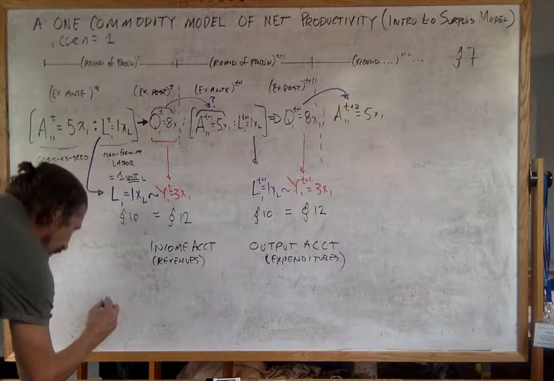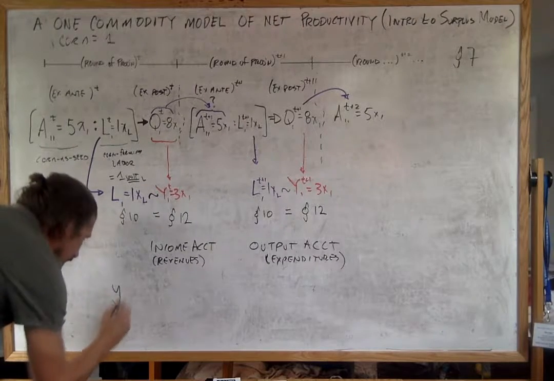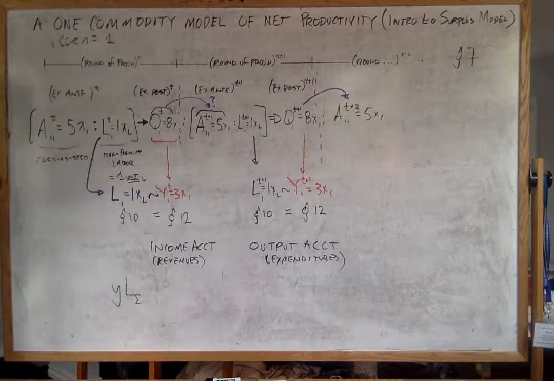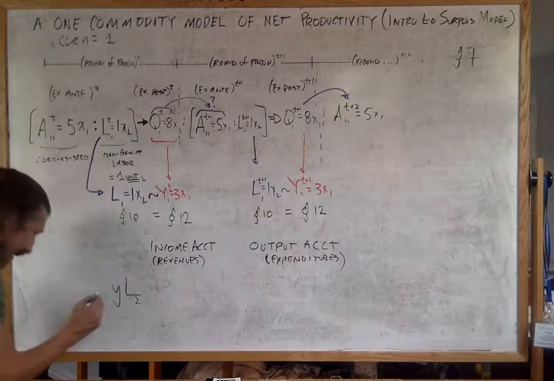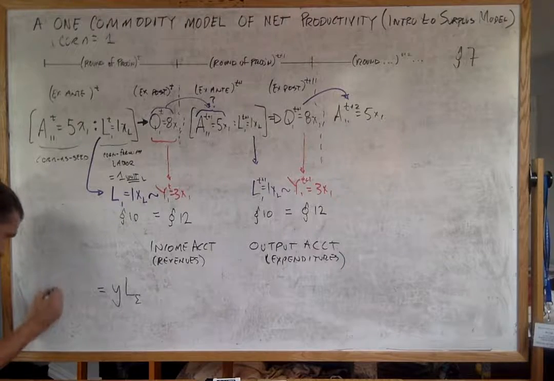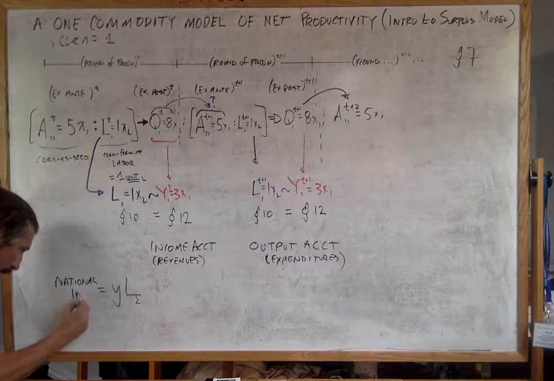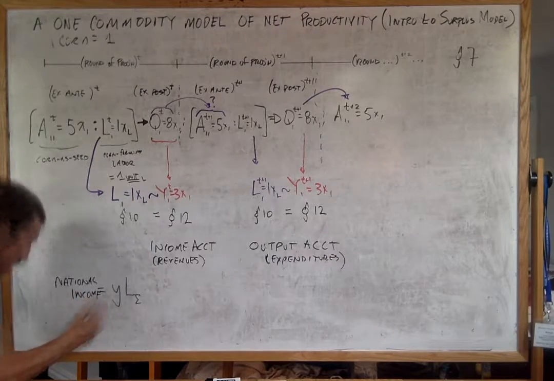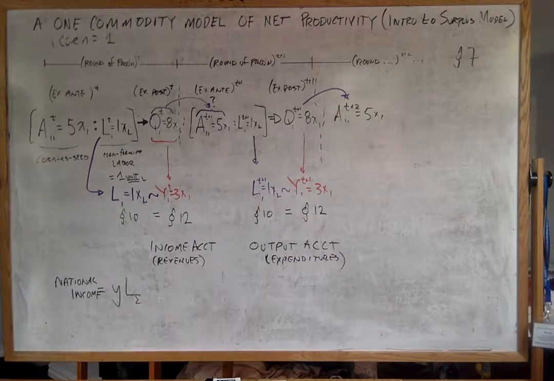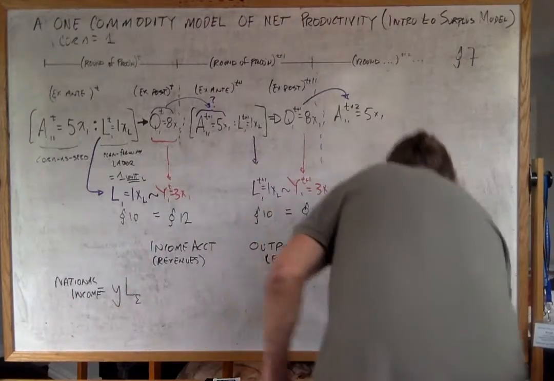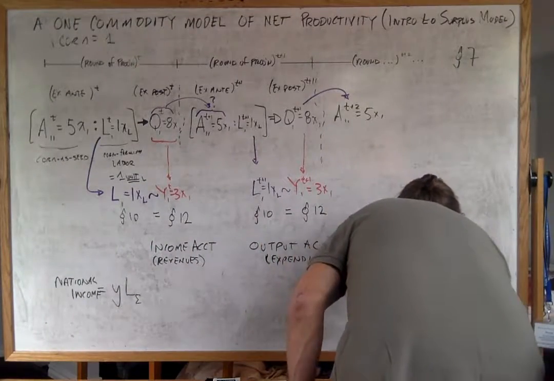We're going to have here, I'm going to define lowercase y as the productivity of labor times the total quantity of labor in the economic system. This is going to be equal to national income. So our national income is equal to the productivity of labor multiplied by the quantity of living labor. On the output account side, we're going to have our aggregate expenditure.